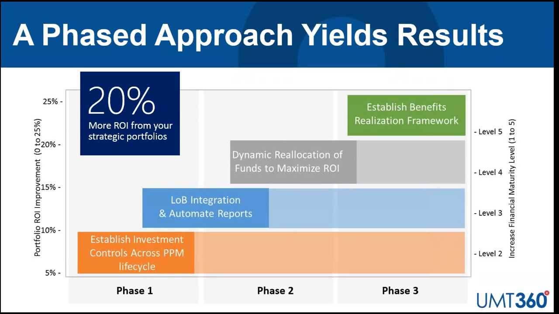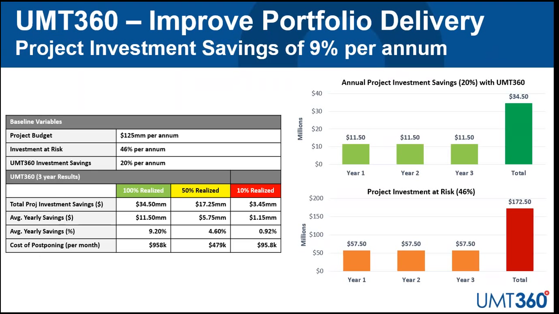Now, what we see is that if you do that, it's possible to gain up to 20% more ROI from your projects and program portfolios. Remember, I went back at the start of the presentation, I talked about 46% of the investment being at risk. You adopt these techniques over time, you're going to look to get at least 20% more ROI from those project portfolios. So what does that look like?